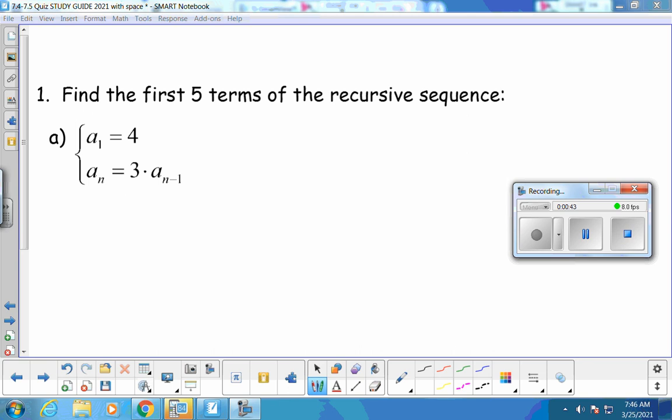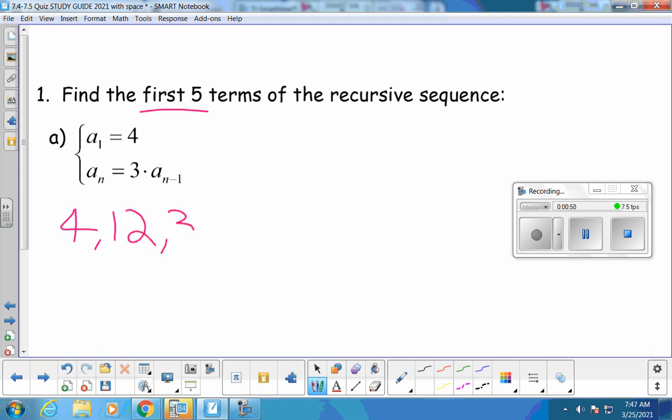So we need to find the first 5. It's given to us that the first term is 4. Oh, that calibration is so much better. Now, we know that every term following that is going to be 3 times the previous. So 4 times 3 is 12. 12 times 3 is 36. 36 times 3, let me do this in my head. 6 times 3 is 18. 30 times 3 is 90, so it's going to be 108.